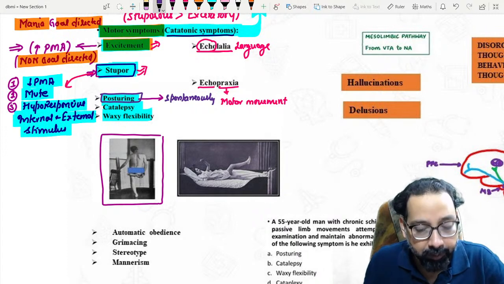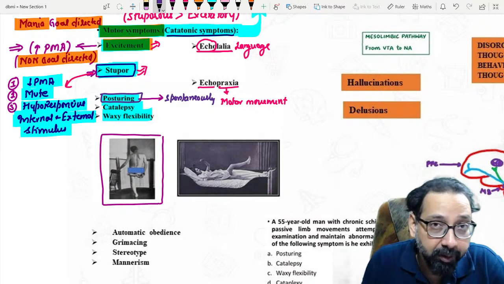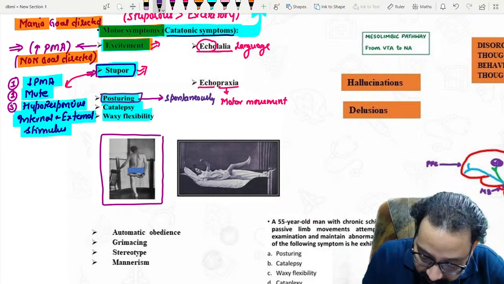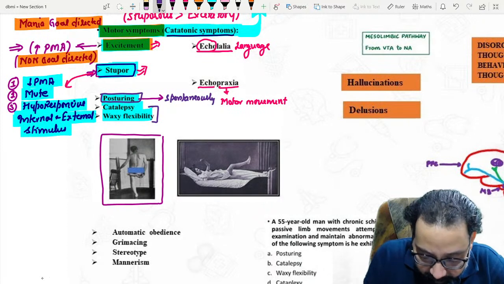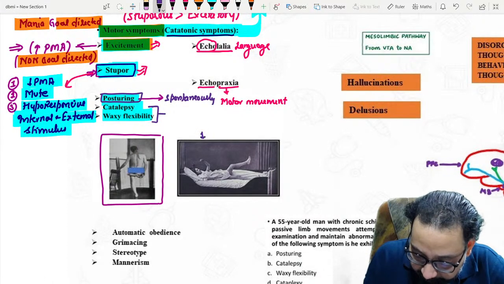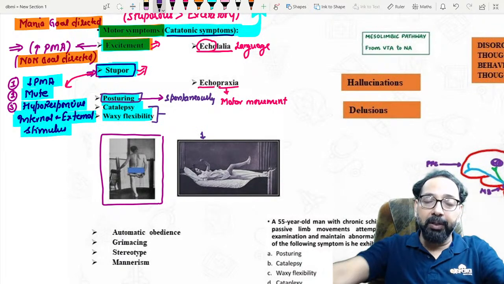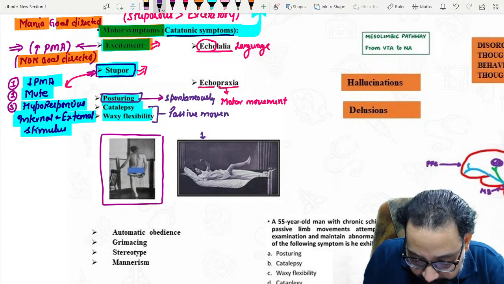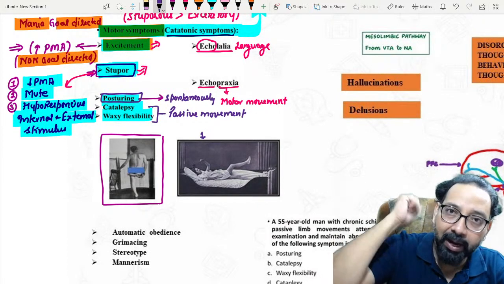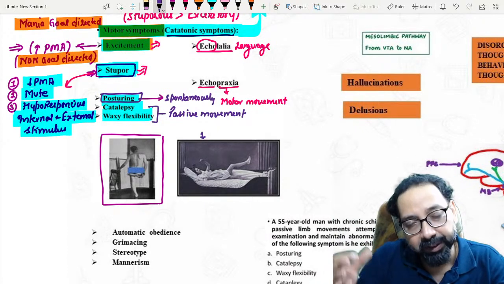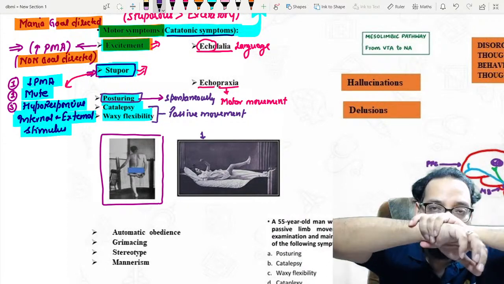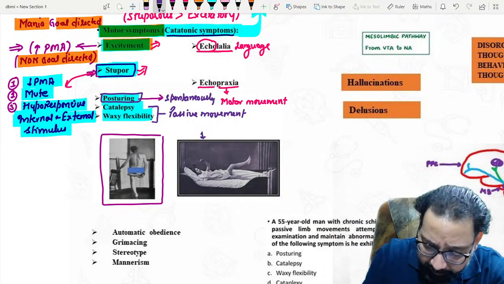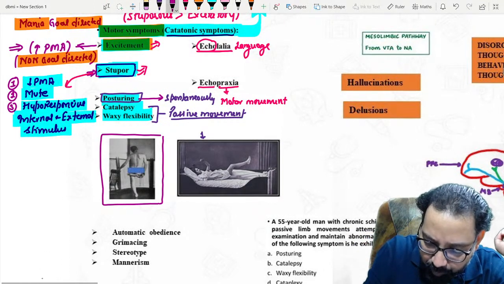But if they say that a patient of schizophrenia or catatonia is lying on the bed comfortably and you are doing an examination, now I write like this. Suppose I take this picture. Passive movement. If I ask the patient to move the hand and the patient moves it, we say it is active movement. But if you hold the hand and move the hand, then we say it is passive movement. And in passive movement you may feel resistance or no resistance.